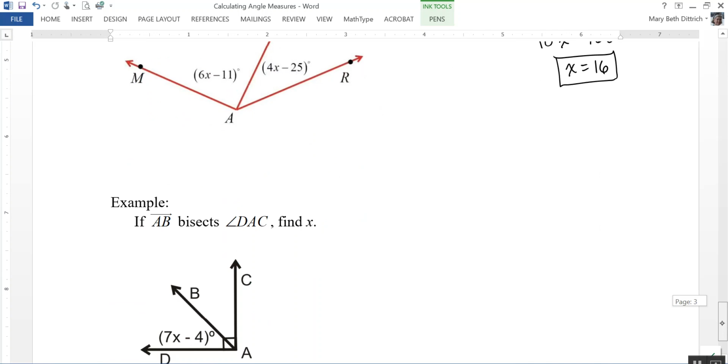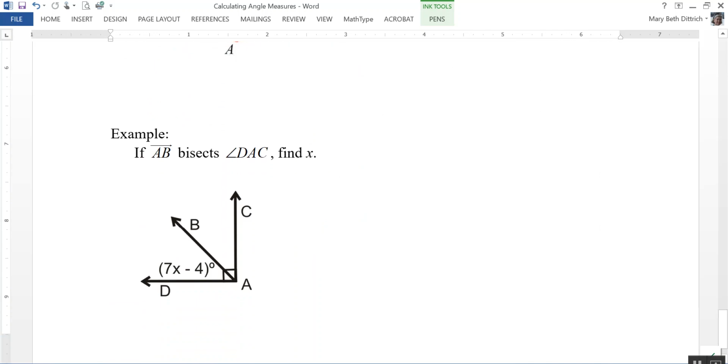And one last example here. It says if ray AB bisects angle DAC, I need to find x. Well, if AB bisects this angle, which notice it has this little box in the corner, so I know that the measure of angle DAC is 90 degrees. It's a right angle. I know that these two angles are the same because that ray bisects them. So I can say 2 times 7x minus 4 equals 90 degrees because that ray bisects a 90-degree angle.